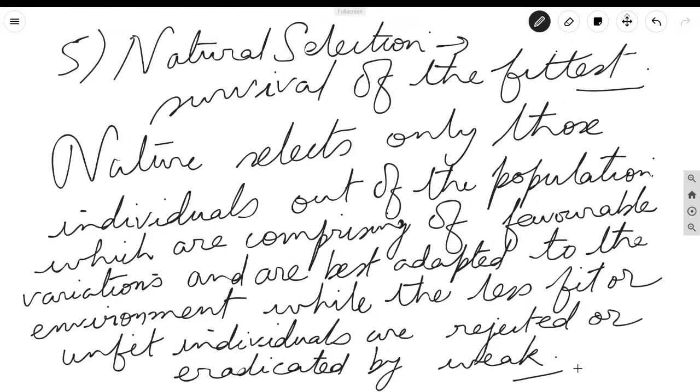So next we will be coming on to inheritance of useful variations in case of natural selection in Darwin, and then I'll explain to you the three types of natural selection.